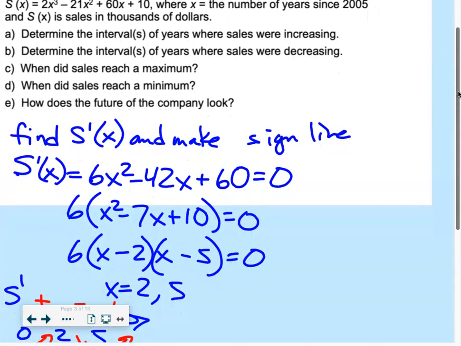Determine the intervals of years where sales were increasing. So they asked us for years. The first thing you want to do, which I keep trying to get you guys to do, is read answers in context, and I see so many boards where you're still not answering the question that's being asked. The question didn't say x values, the question said years, right? So well done, the middle group, well done with giving me years. Thank you, good job.